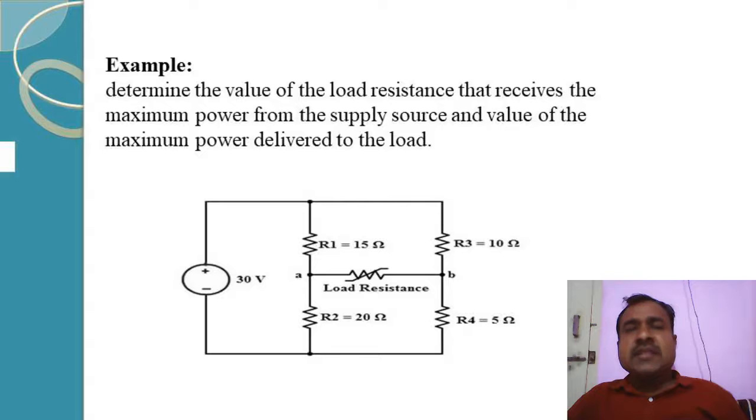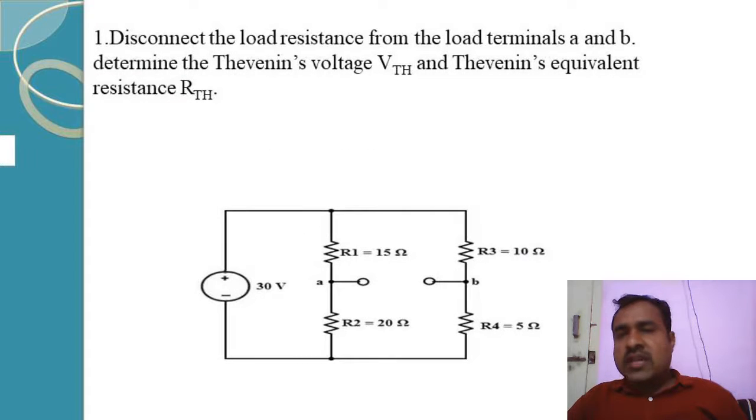Now, the first step says you have to remove the load resistance. So I have removed the load resistance and try to find out the voltage across these terminals A and B. To find the voltage across A and B, I need to find the voltage at point A and the voltage at point B. Voltage at point A is nothing but the voltage across R2, and voltage at point B is nothing but the voltage across R4. To calculate those, I can apply KVL to the loops.